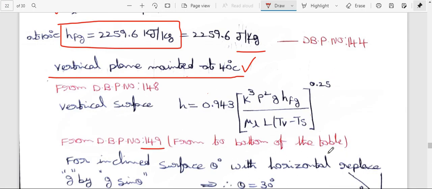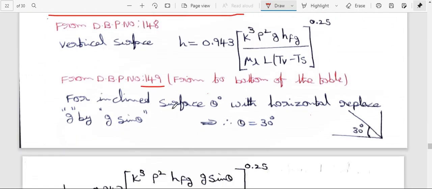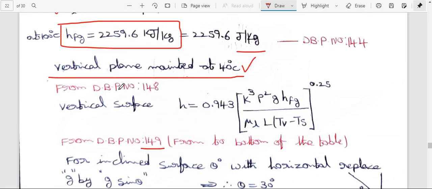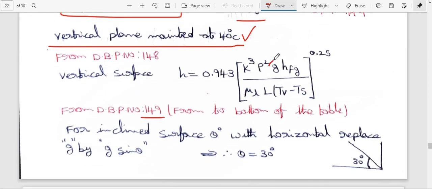From the bottom of the table on page 149: for an inclined surface at angle theta with the horizontal, replace g by g sin theta. So in our data book page number 148, we have to take the g value replaced with g sin theta. This is the vertical surface formula from data book page number 148, so here g becomes g sin theta.